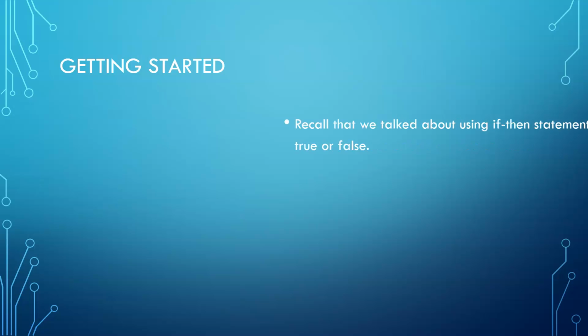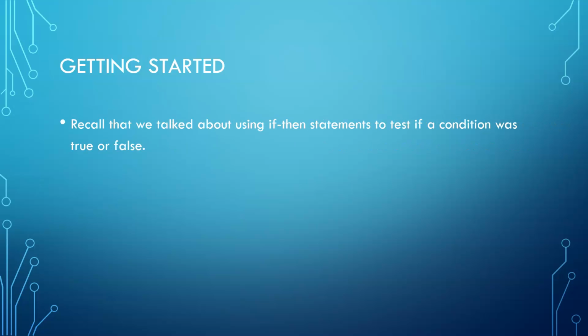So as we get started today, recall that we've talked about using if-then statements, or if-else statements rather, to test if a condition was true or false. So we use if something is true, then do this, else, if it's true, do this other thing. Well, that true and false are the outputs of a Boolean condition.